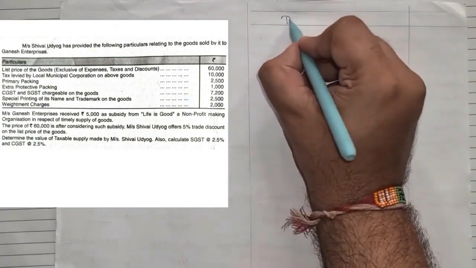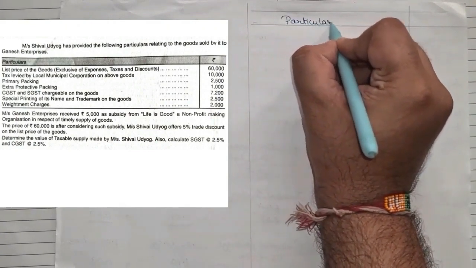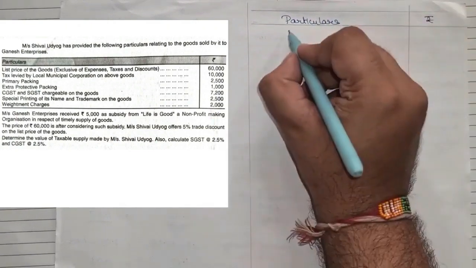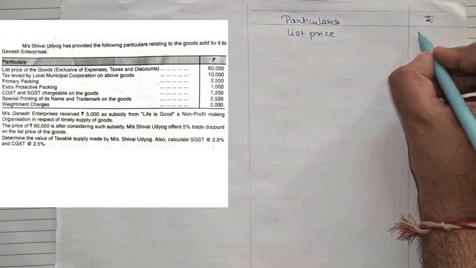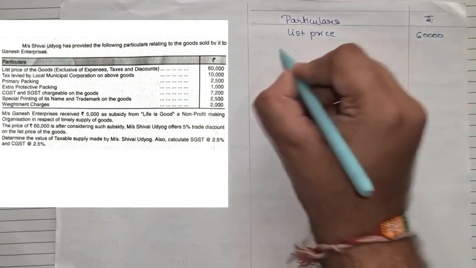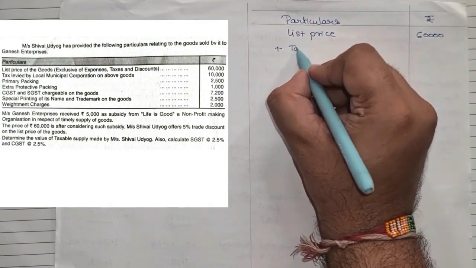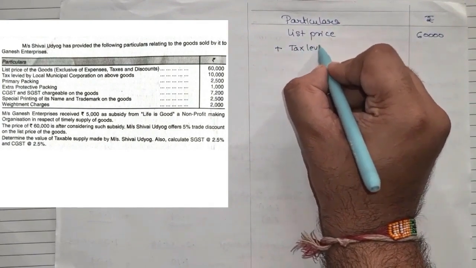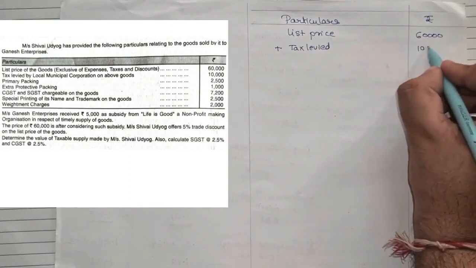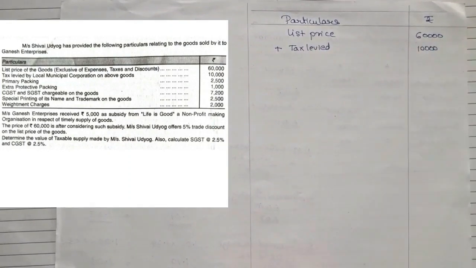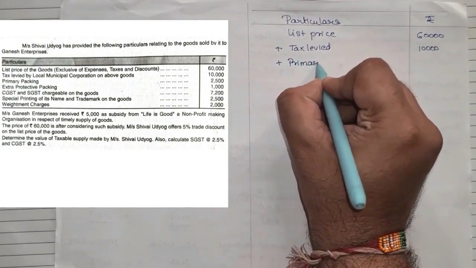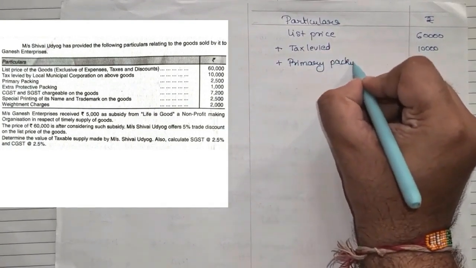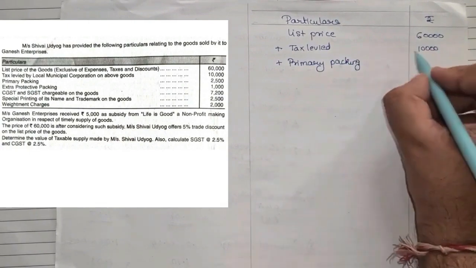Again, very simple. We'll note down the format. That will be particulars and amount. First will always be the list price or the value of supply. So here the list price is exclusive, so directly we will take it as 60,000. You add tax levied other than GST, so yes, tax levied will come, which is 10,000. Next is primary packing. Okay, yes, that is also an expense, it will appear, which is 2,500.